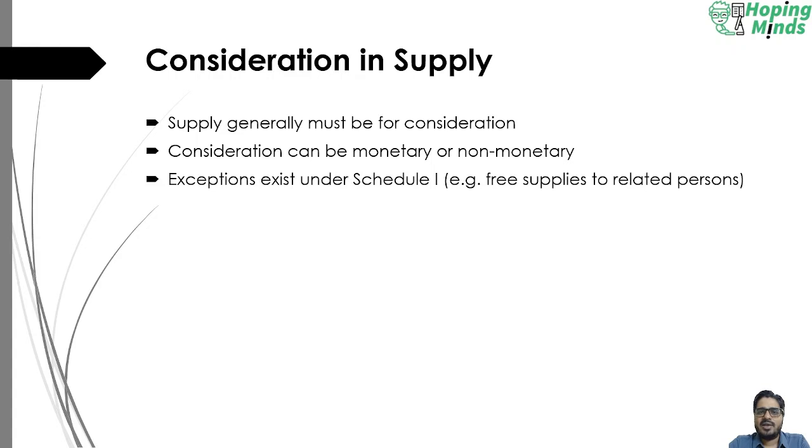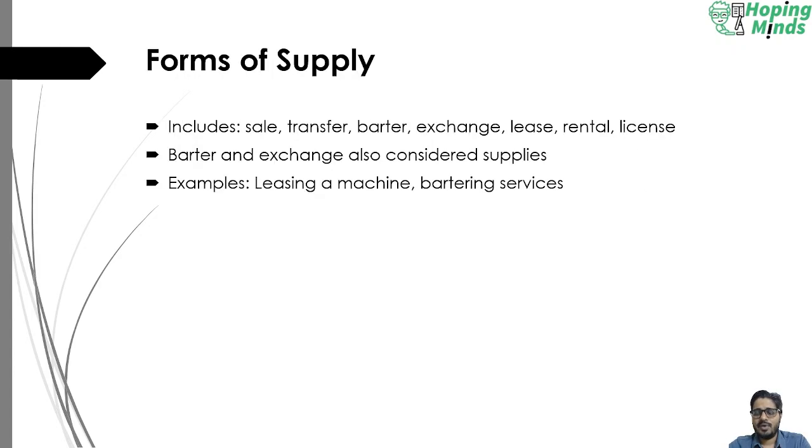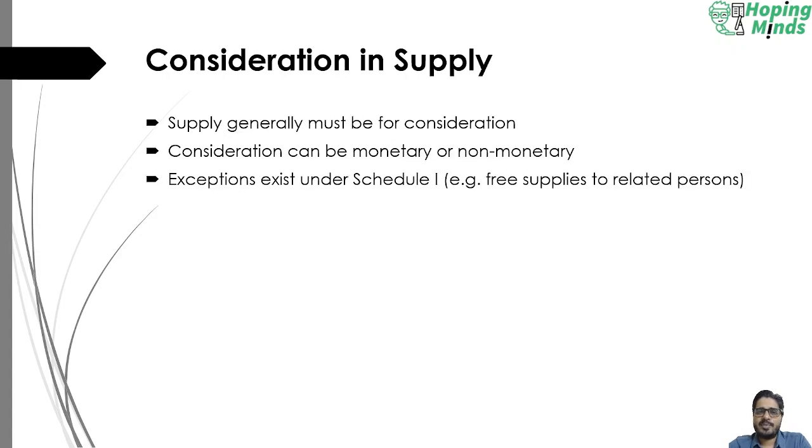Before understanding the concept of consideration in supply, let us first understand the scope of supply. Forms of supply. So, supply includes many modes like sale, transfer, barter, exchange, leases, rentals and license. For example, giving a machine on lease for 3 years is a supply. Another example is providing plumbing services in exchange for painting your shop also constitutes a supply under the GST. So the next component of supply is consideration.